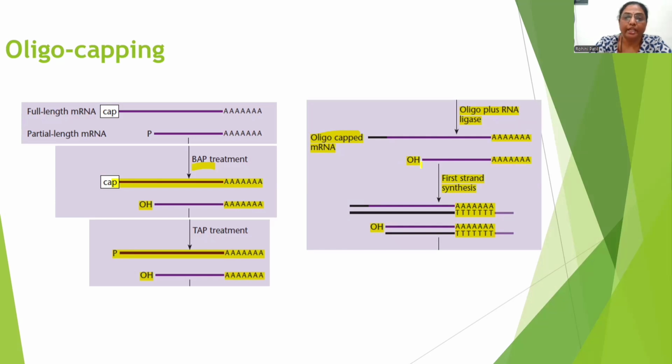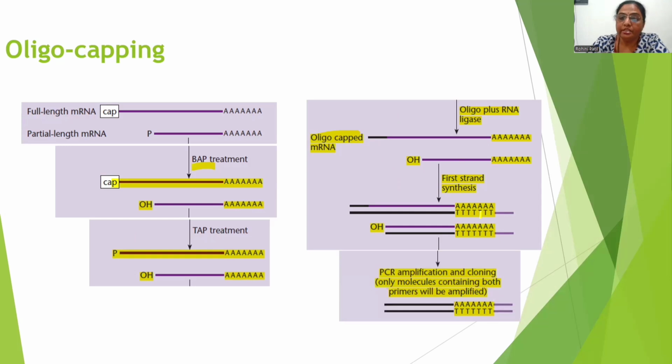So the oligo cap is allowed to ligate with the 5' end where there is a phosphate. So oligo capping is only going to be done to the full length mRNA. Now this mixture of mRNA is allowed to synthesize the first strand of the cDNA. The second end is known to you; it is having the oligo cap.